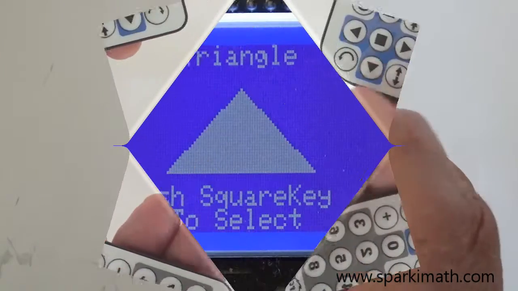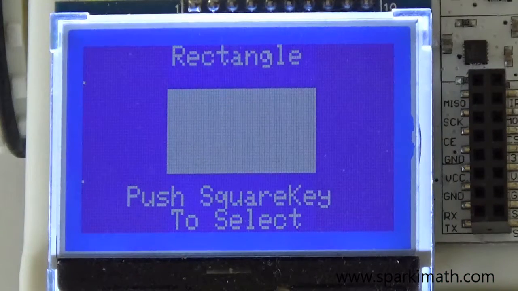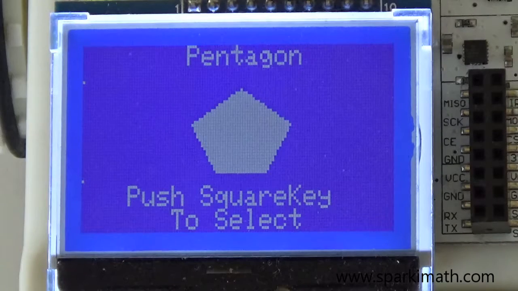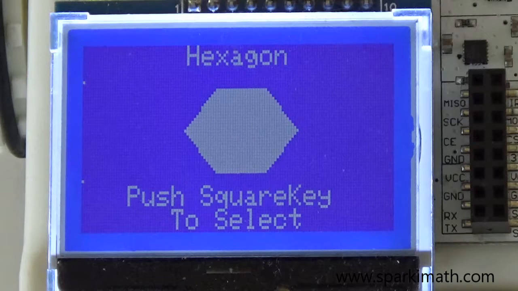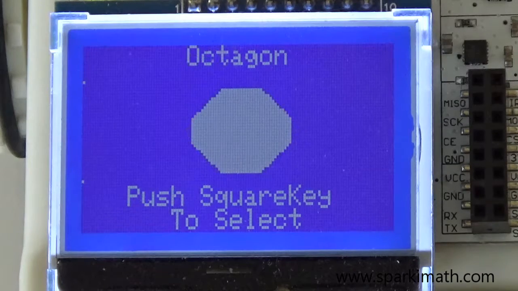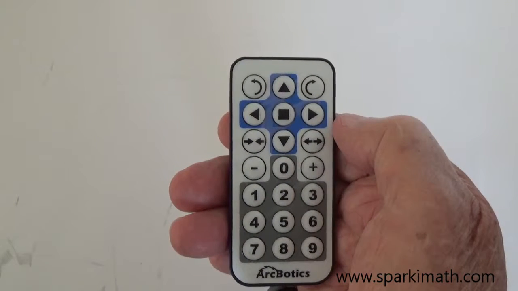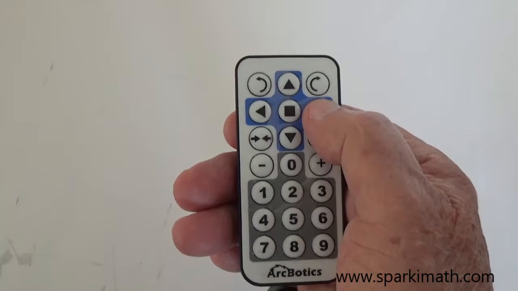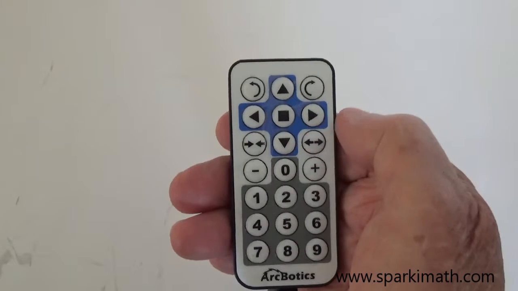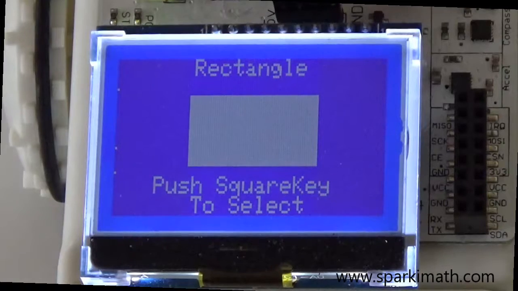If we push the right arrow key, we can sequence to the rectangle shape, and then to the pentagon shape, hexagon, and followed by the octagon shape. But we're really interested in going with the rectangle this time. And again, you can do squares if you want. We'll push the right arrow key twice, and that'll get us into the rectangle shape.